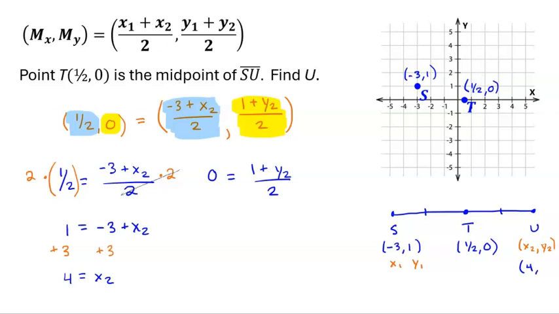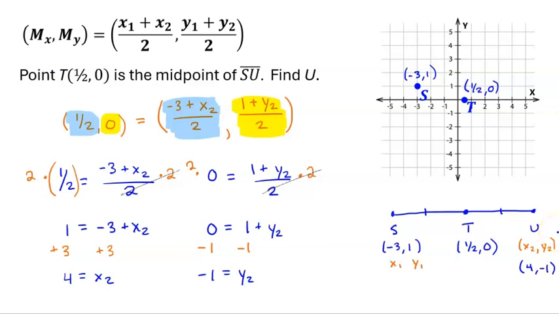And then on this one, we're multiplying by 2 again. 2 times 0 gives me 0 equals 1 plus y2, because those 2's are canceling. And then to get y2 by itself, I'm just going to subtract 1 on both sides, and that gives me -1 equals y2.